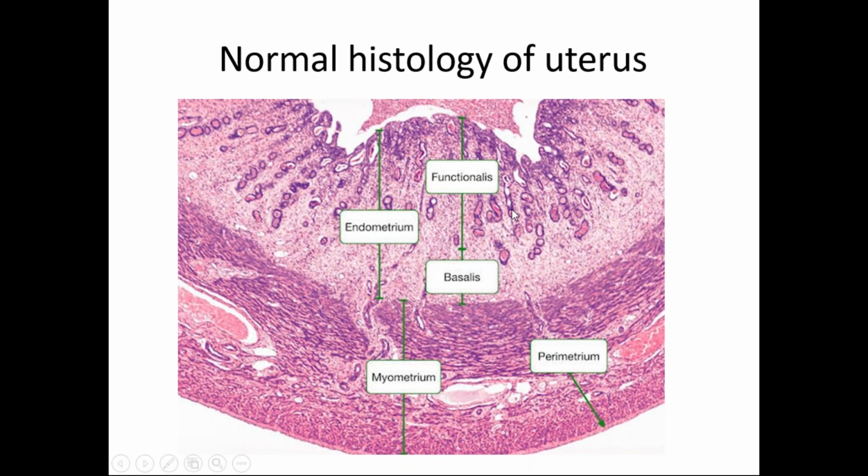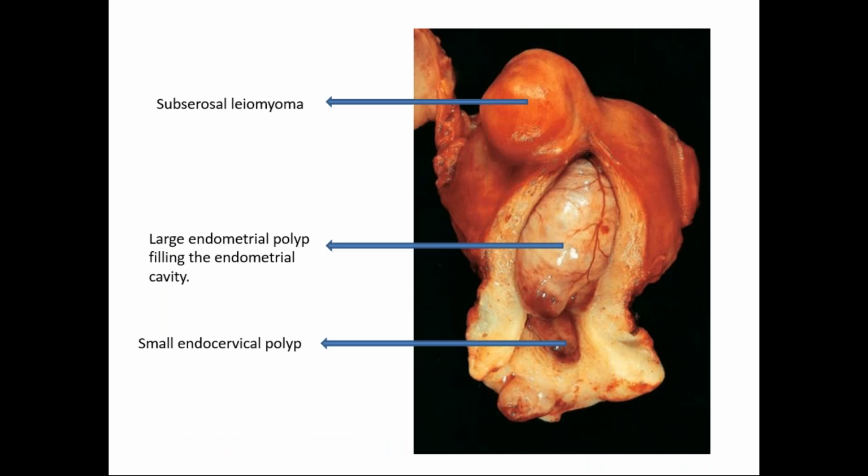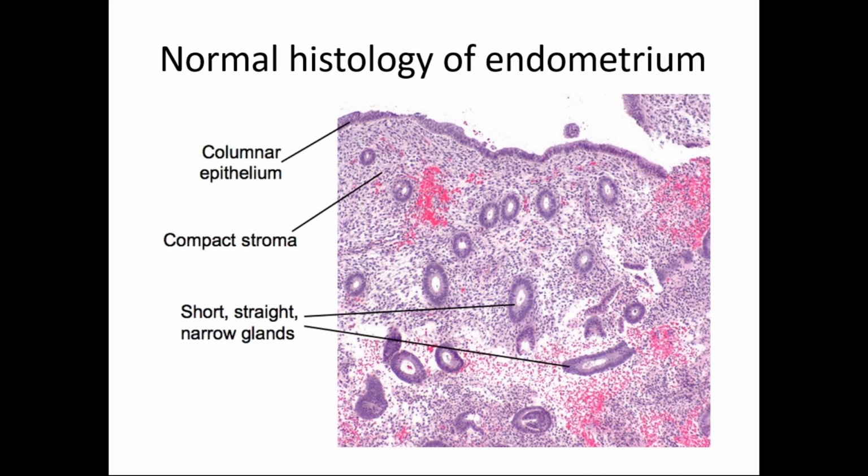Okay, and this is the high power view of the endometrium. The endometrium is lined by the tall columnar epithelium, and the stroma is densely packed and contains various glands, and these are the endometrial glands. Based upon the action of various hormones, endometrium is divided into proliferative endometrium as well as secretory endometrium.